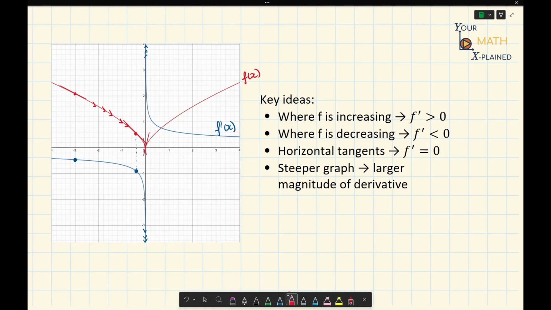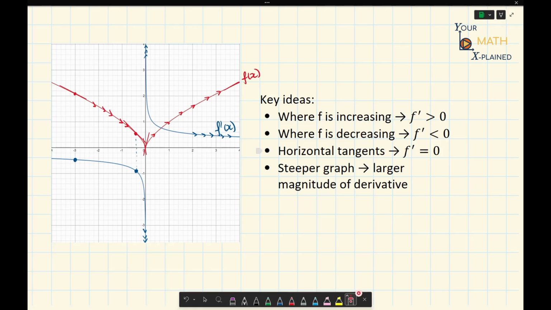And then as we travel along the curve, we can see that the slope gets less and less steep. And that is why f prime of x is decreasing in value and it's becoming a smaller and smaller positive number. But it's still positive because the slope here is still positive.